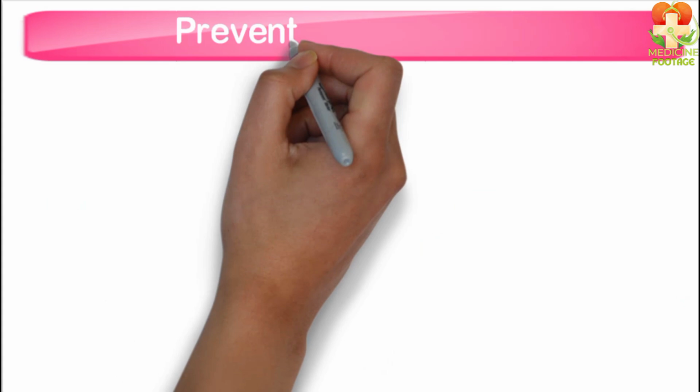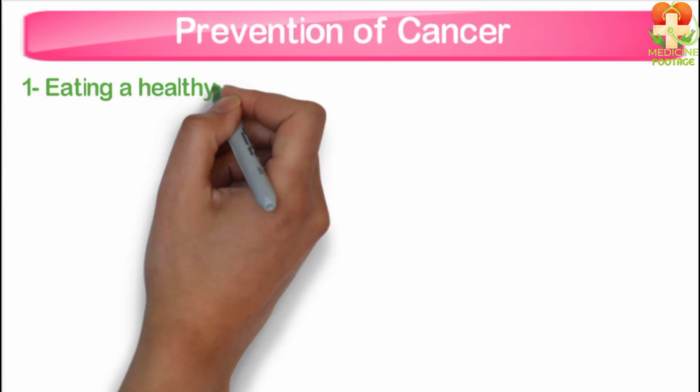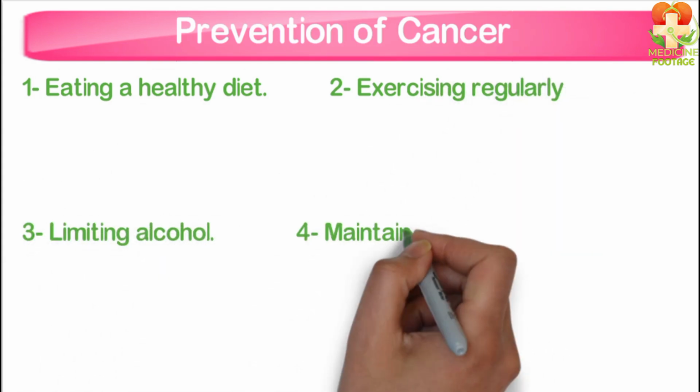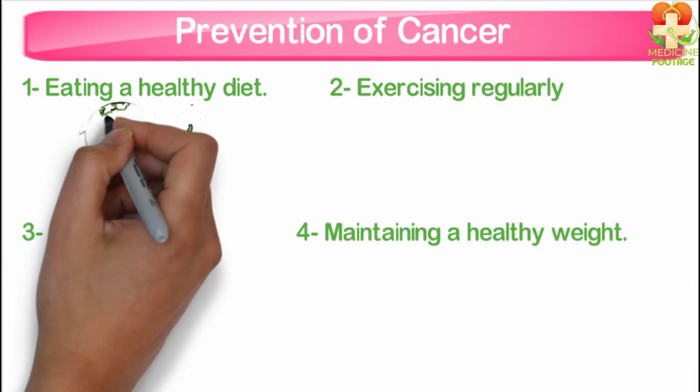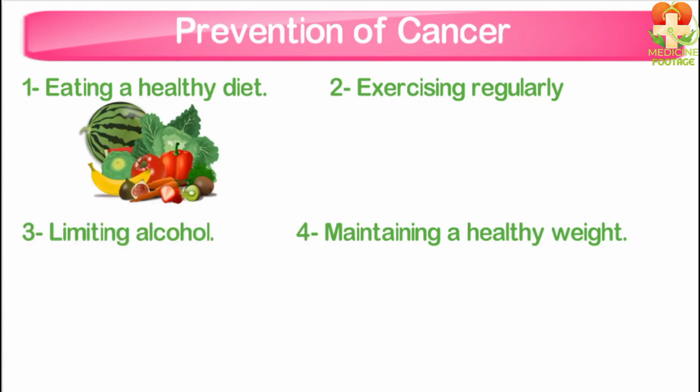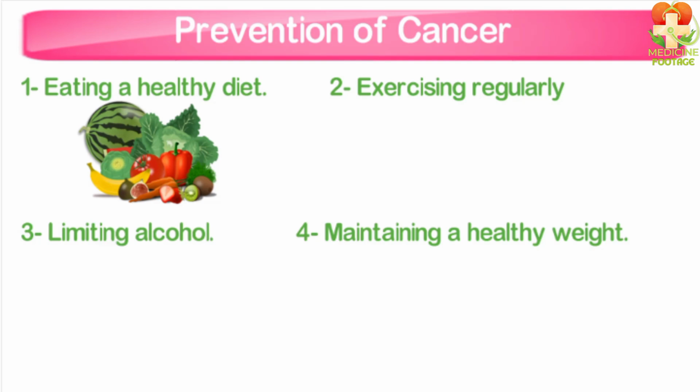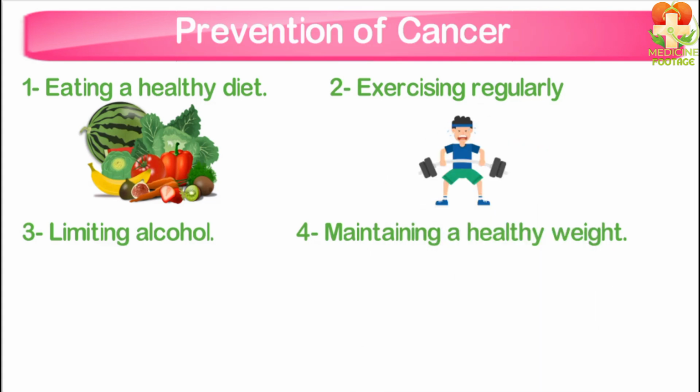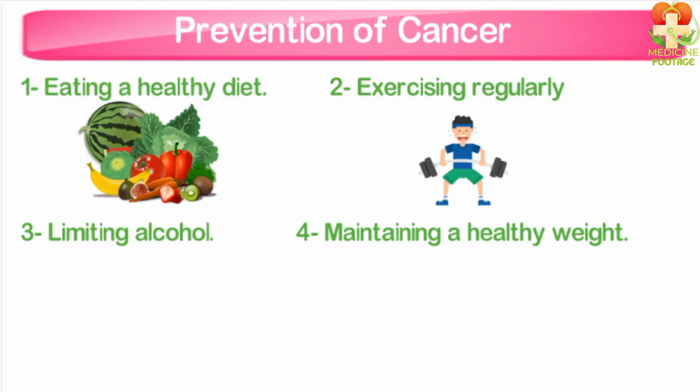Now I will tell you what things we should do so that we can avoid cancer. The very first thing is that we should eat a healthy diet. Healthy fruits, healthy vegetables. By eating those things, we can avoid cancer. Along with that, we should exercise on a daily basis. The more we exercise daily, the more our body's immune system and our body will come into normal functioning and will be able to fight cancer.